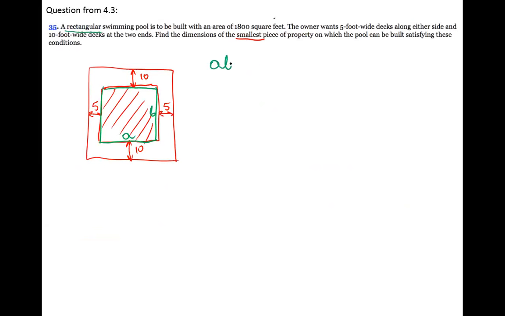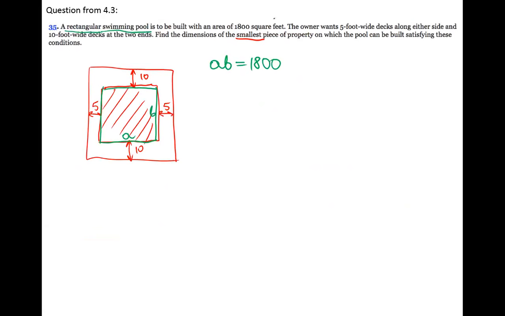Let me do this. Oh no, it's not 18,000, it's 1,800. Okay, now I understand. The rectangular swimming pool is to be built with, that means the swimming pool must have 1,800 square feet.